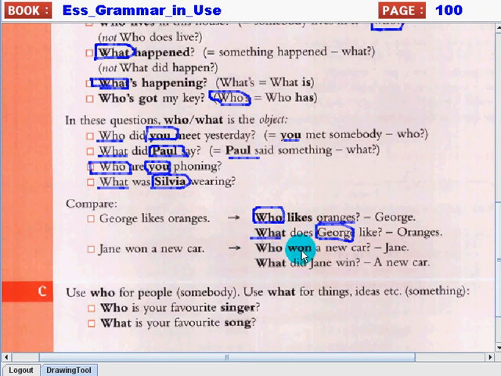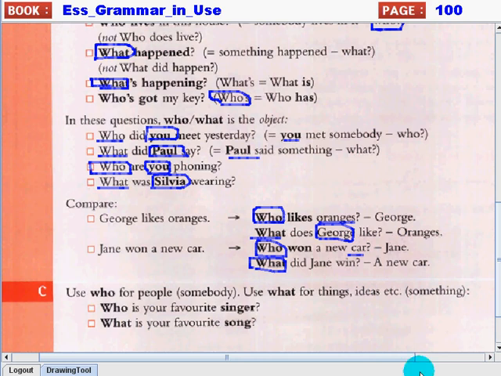Right? Okay, next one. Jane won a new car. Who won a new car? Who is Jane? Okay, the one we're looking for, the person who won the car. And the object here is the car. Alright. Next, what did Jane win? What is our subject here? Okay, it's our subject.